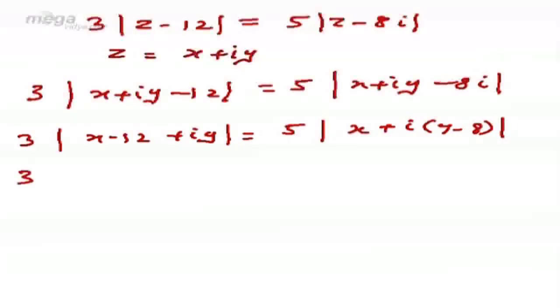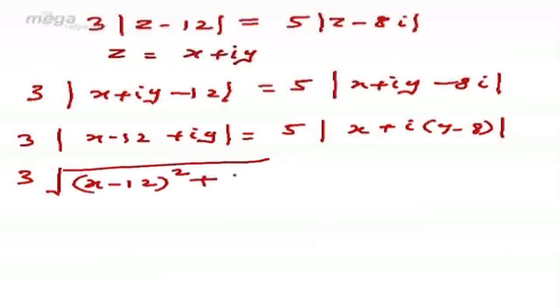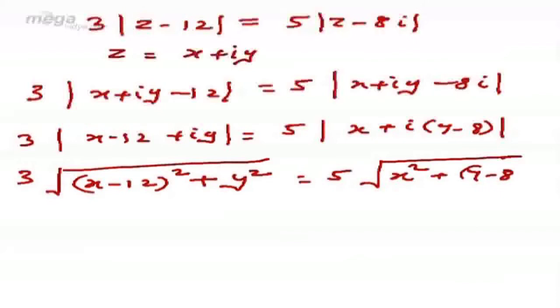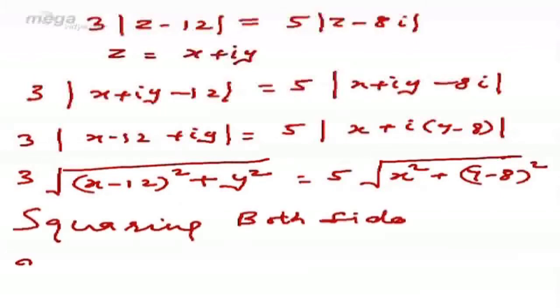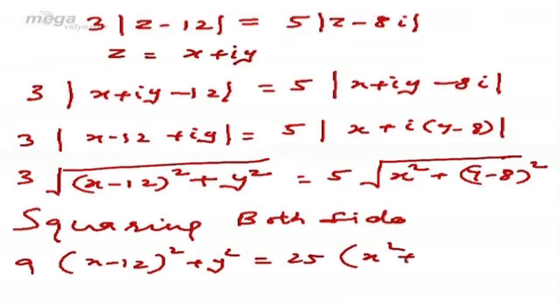Now 3 into root of real part to the power 2 plus imaginary part to the power 2 is equal to 5 times root of real part to the power 2 plus imaginary part to the power 2. Now squaring both sides, you will get 9 into x minus 12 to the power 2 plus y square is equal to 25 into x square plus y minus 8 to the power 2.